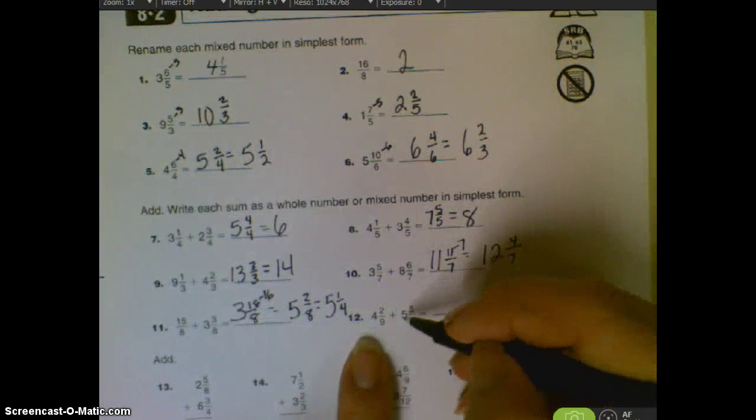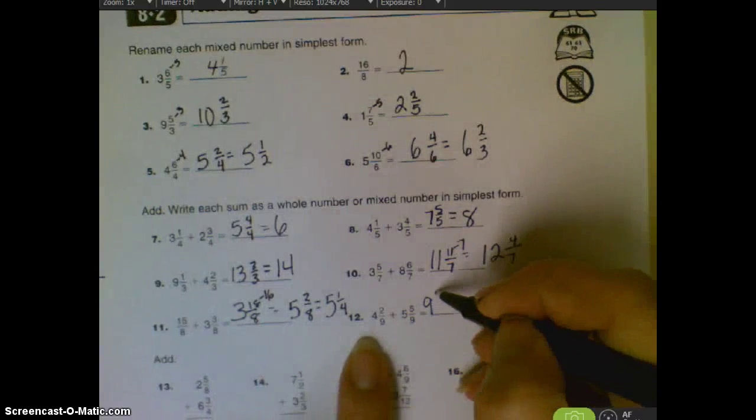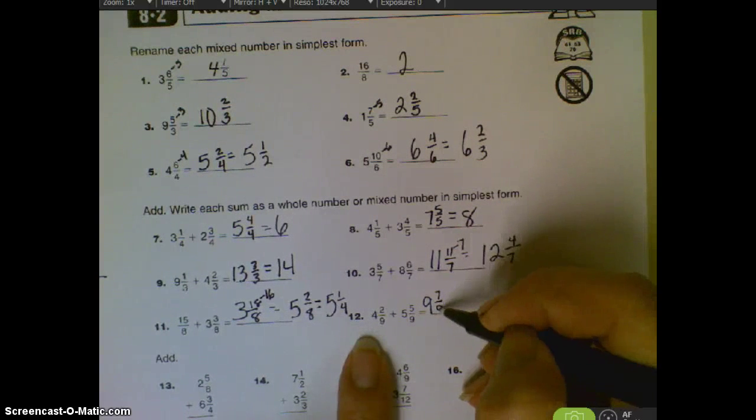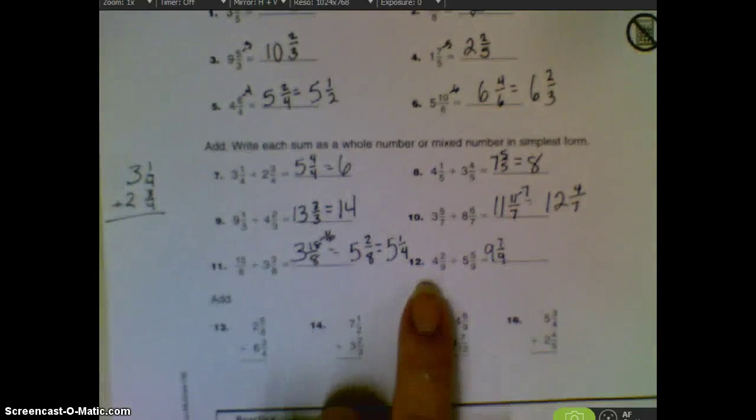Let's add our whole numbers. 5 plus 4 is 9, and then our numerators. 5 plus 2 is 7, so 9 and 7/9, and we don't need to do anything with that one. It looks good just the way it is.